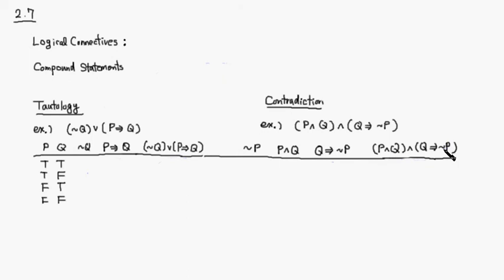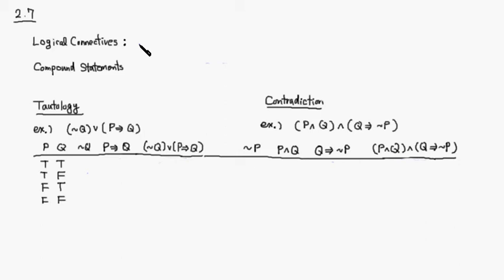Okay, let's look at section 2.7. This section talks about logical connectives, compound statements, and tautologies and contradictions. Right, so let's look at logical connectives. The operations we've been looking at are called the logical connectives.